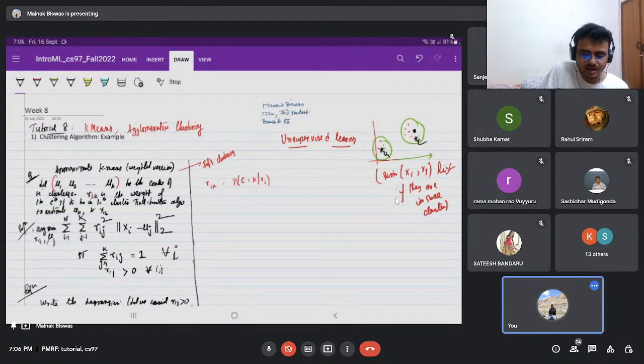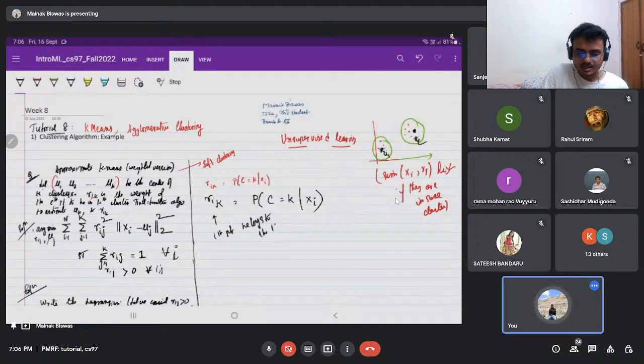And we are defining Rik as the probability that cluster is equal to k given xi. So it is the probability that the ith point belongs to the kth cluster. We are told to find the mu's and Rij's such that this is minimized. So what does it mean for it to be minimized?